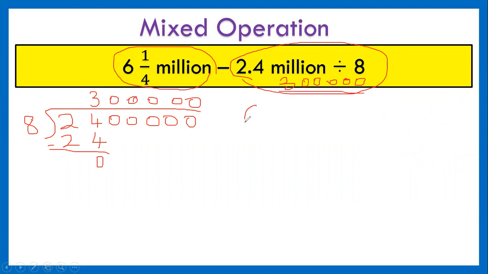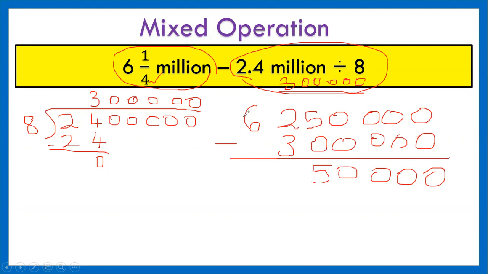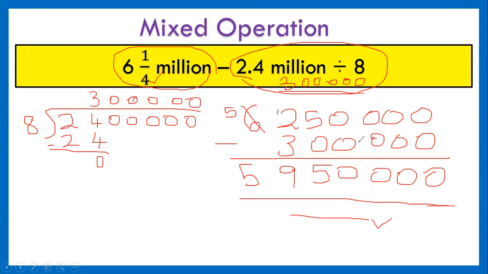That's all. And what is 6.25? A quarter is 250,000. Okay, minus 300,000. Of course, do a normal subtraction now. 0, 0, 0, 0, 5, 2 minus 3. Please borrow here, 5. 12 minus 3 would be 9. And here, 5. So your answer, 5,950,000. Okay, clear with this? I hope you are able to understand mixed operations.